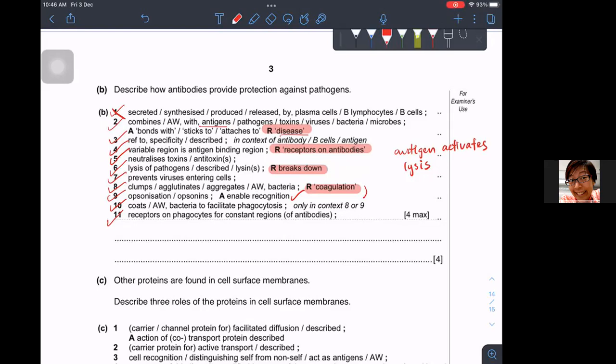Opsonization adds markers onto the bacteria, and these markers are able to be recognized by the phagocytes, which are carrying receptors for the Fc region of the antibody. So you need to understand the mark scheme very clearly. Okay. All right. Thank you, Sian. Pass to you.